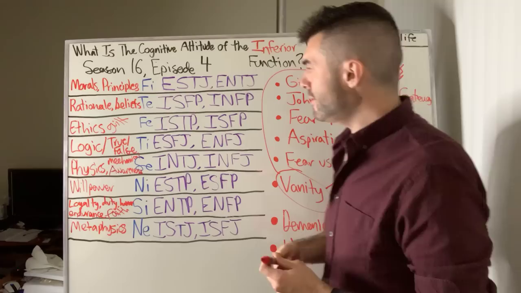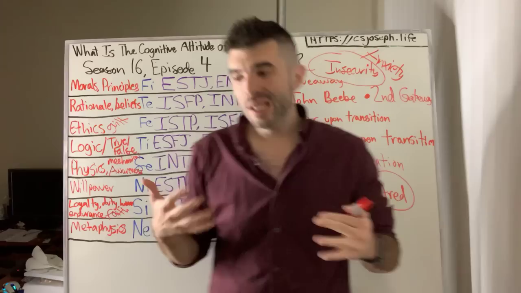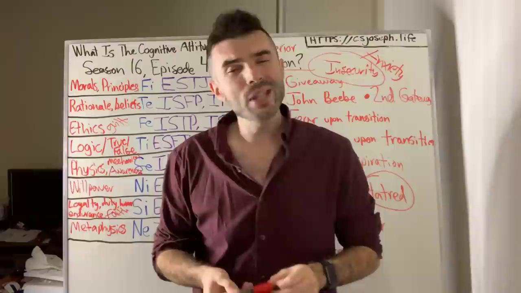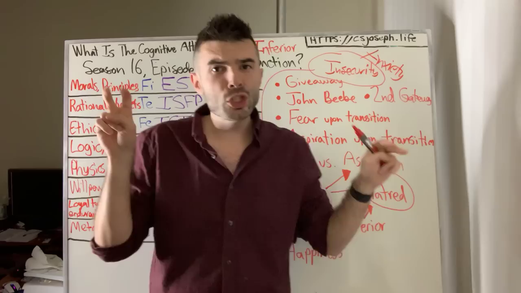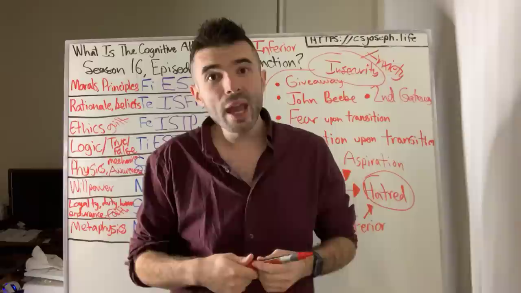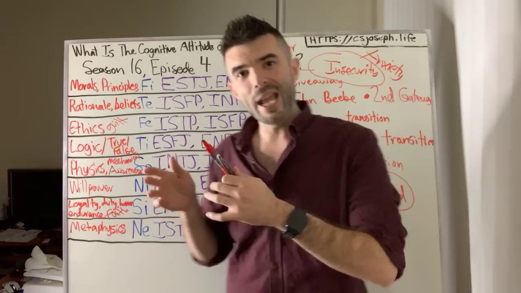And then you have Ti inferior, ESFJs and ENFJs. Wow, Ti inferior has really earned these two types the dumb blonde stereotype. Would you guys stop with the stupid stereotypes? I mean, seriously, I come on this channel and I'm like, oh yeah, Kanye West, he's an ENTP. And then they're like, well, he doesn't fit the stereotype of ENTPs. So what? Who cares? Seriously, get off your stereotype high horse for a second and actually just analyze.